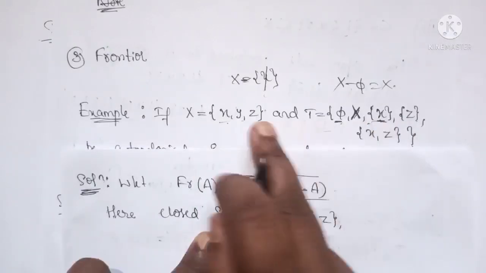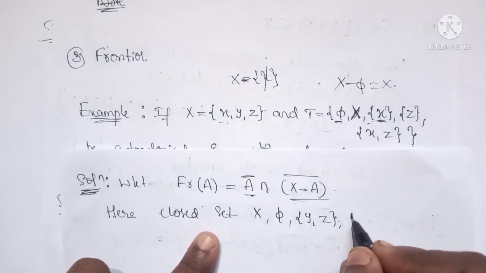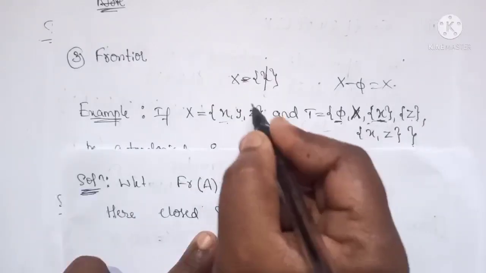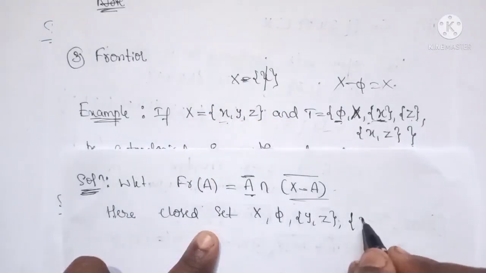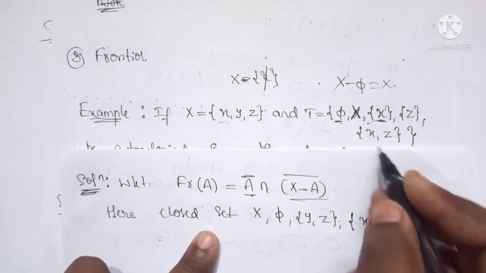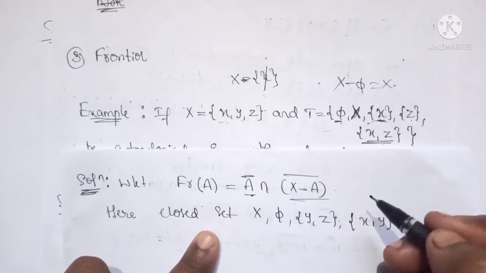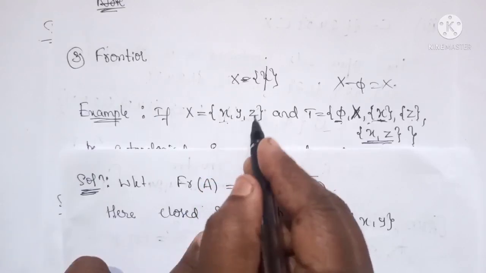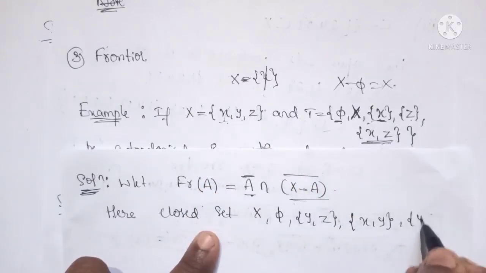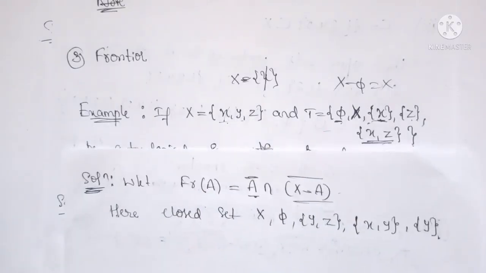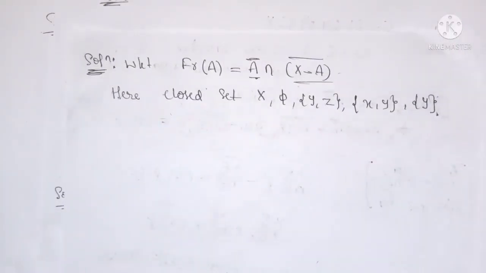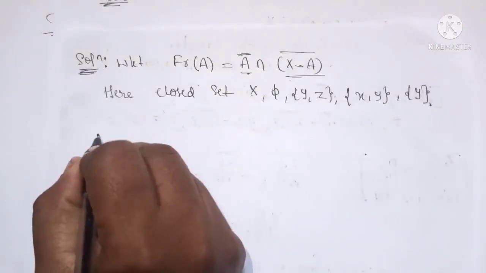And z complement is, so if you remove this z from this set X, we will get {x, y}. Similarly, X minus z complement is, if you remove x and z, you will get simply {y}. So now these are the closed sets. These are the closed sets. Now we find A closure first.